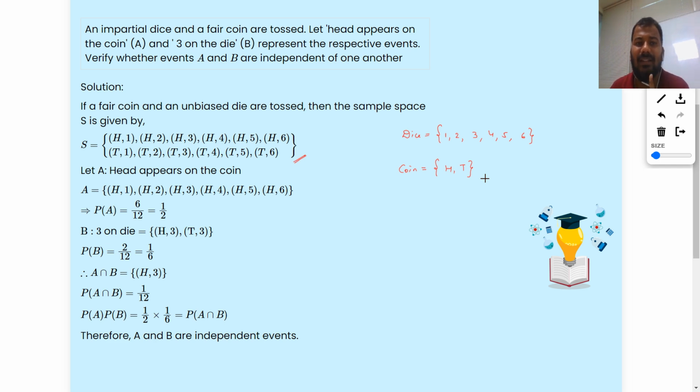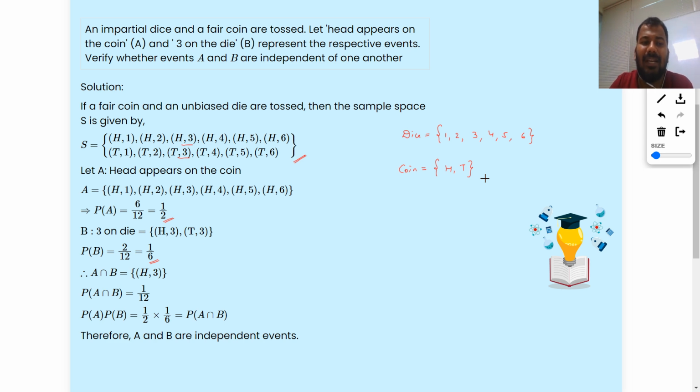Now they have said that condition 1, event A, is heads appearing on a coin. If heads appears on a coin, we get 6 possibilities out of 12, which is nothing but 1 over 2. Now the second event, B, says 3 on a die. If I want to get 3 on a die, we have 2 possibilities, so 2 over 12, which is nothing but 1 over 6.